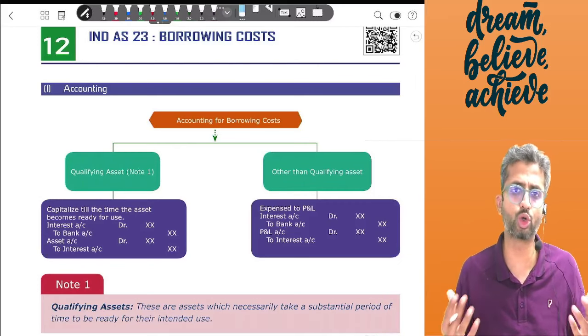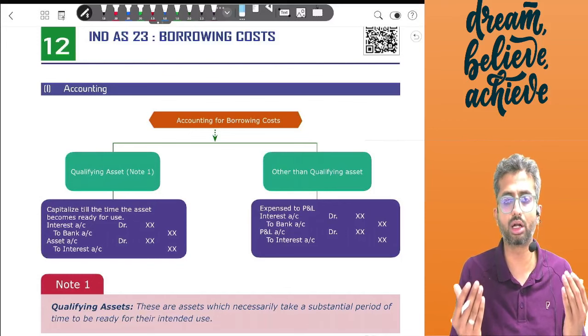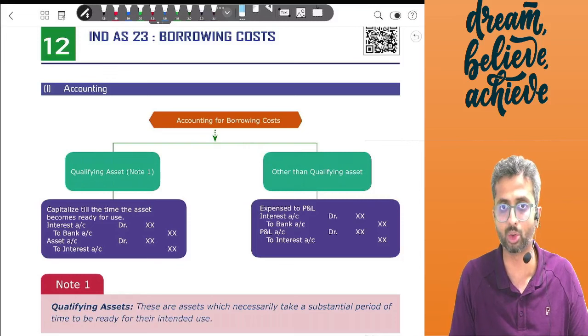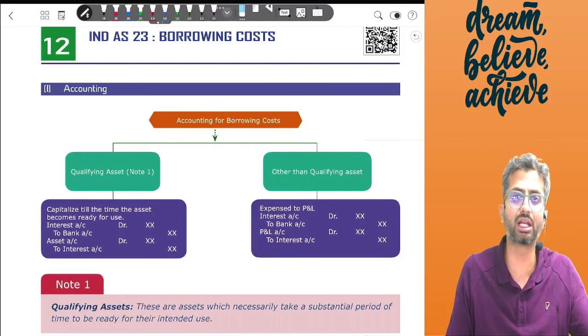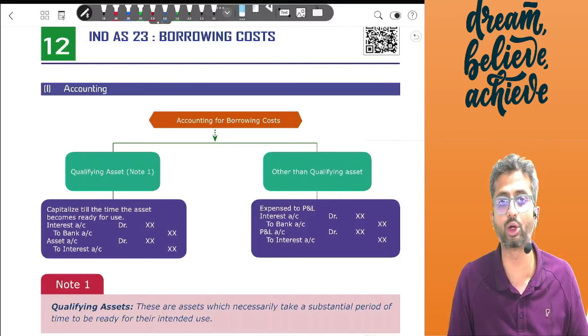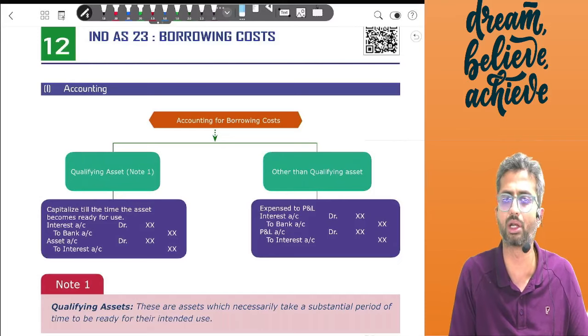So you are trying to match the income and the expenses and not take the borrowing cost directly to the profit and loss account. Now, for other assets that are not qualifying assets, whatever is the interest cost will directly be taken to the profit and loss account, and it will not be capitalized along with the cost of the asset.